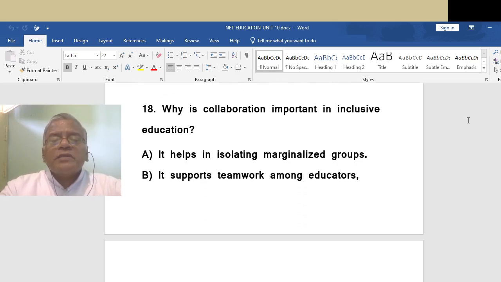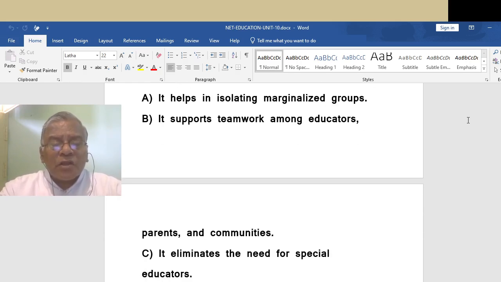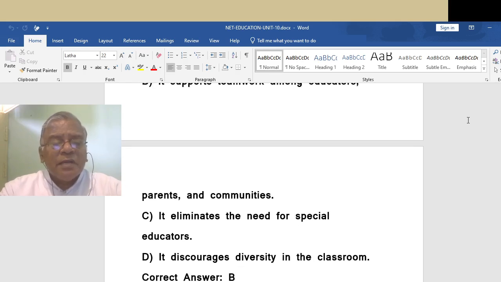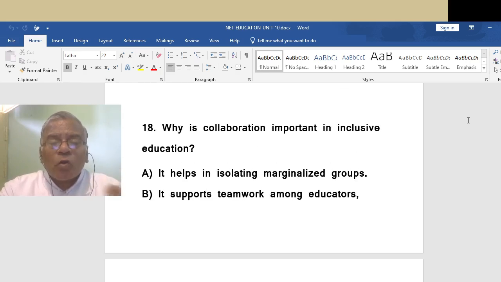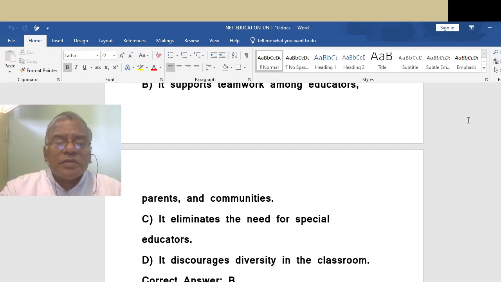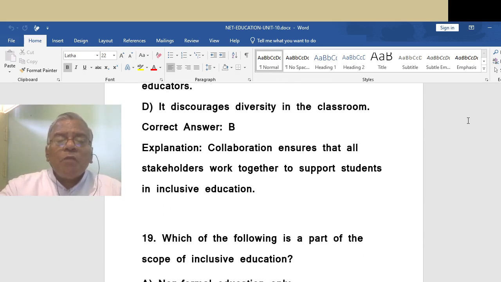Why is collaboration important in inclusive education? It helps in isolating marginalized groups. It supports teamwork among educators, parents and communities. It eliminates the need for special educators. It discourages diversity in the classroom. Which is the right one? Collaboration ensures that all stakeholders work together to support the students in inclusive education.